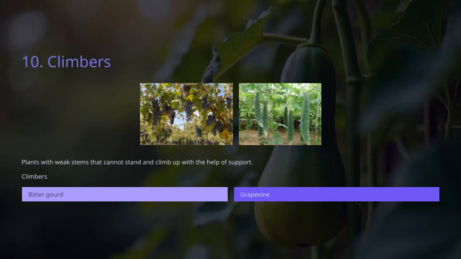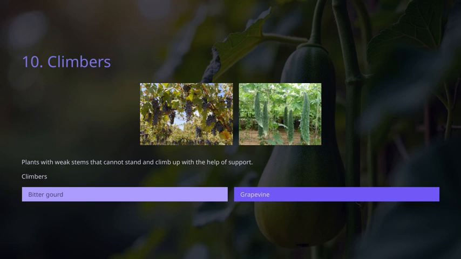Now let's talk about climbers. These are plants that have weak stems and can't stand upright on their own. Instead, they rely on support to grow upwards. Think of plants like bitter gourd and grapevine. They need something to climb on, such as trellises or fences.